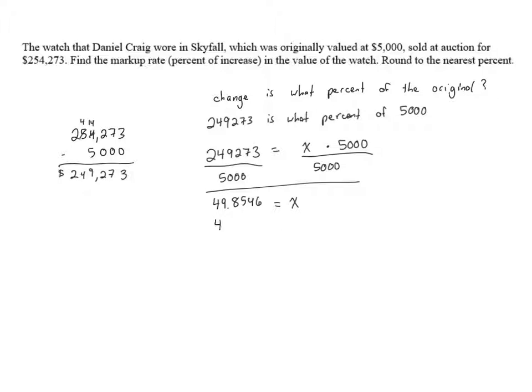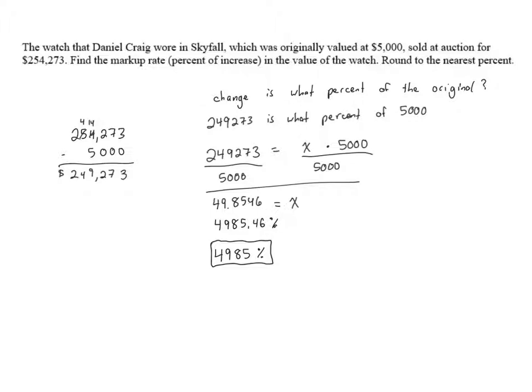When we do that, we get 4,985.46%, and we were asked to round to the nearest percent, and so the nearest whole percent is going to be 4,985%, and that is the percent increase, or the markup rate, in the value of the watch.